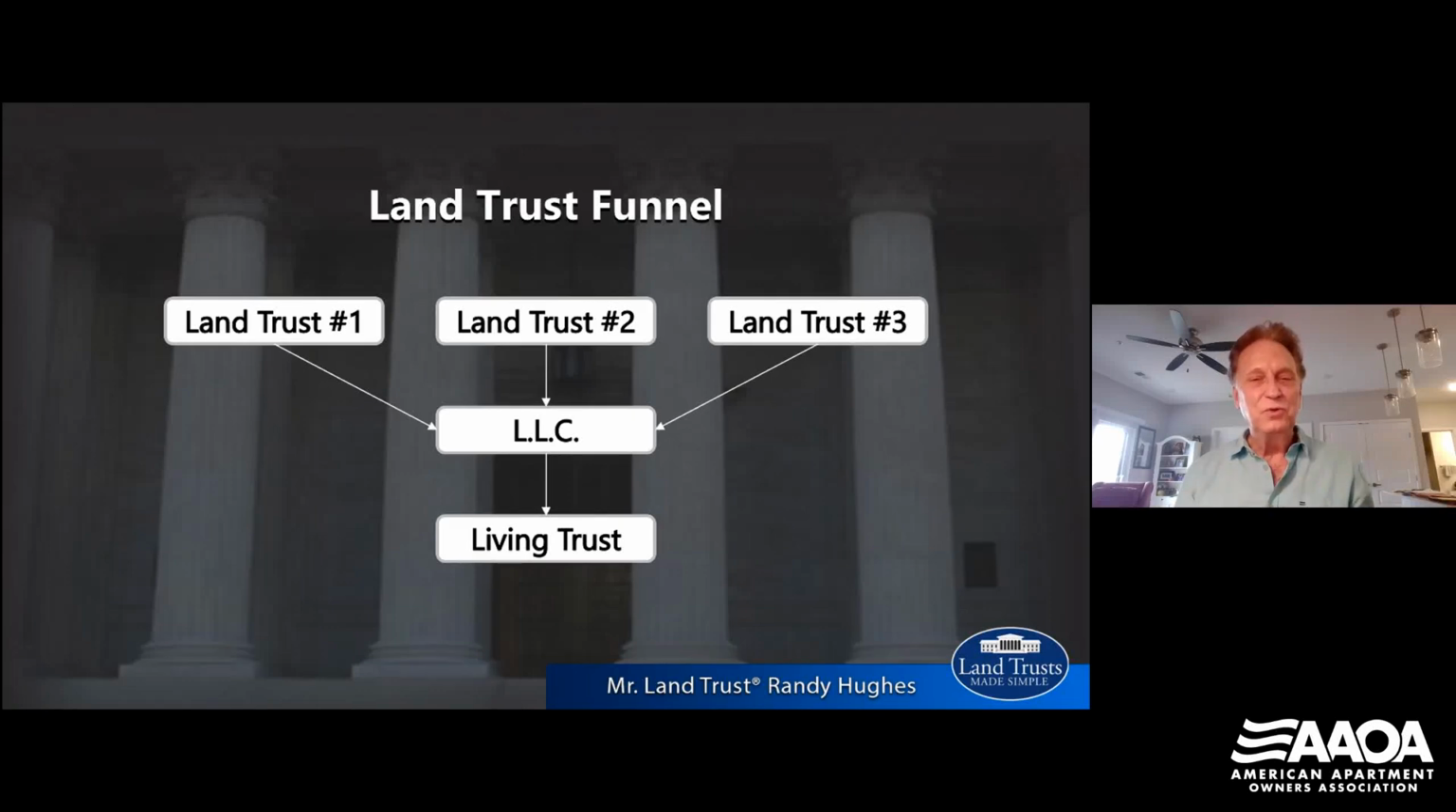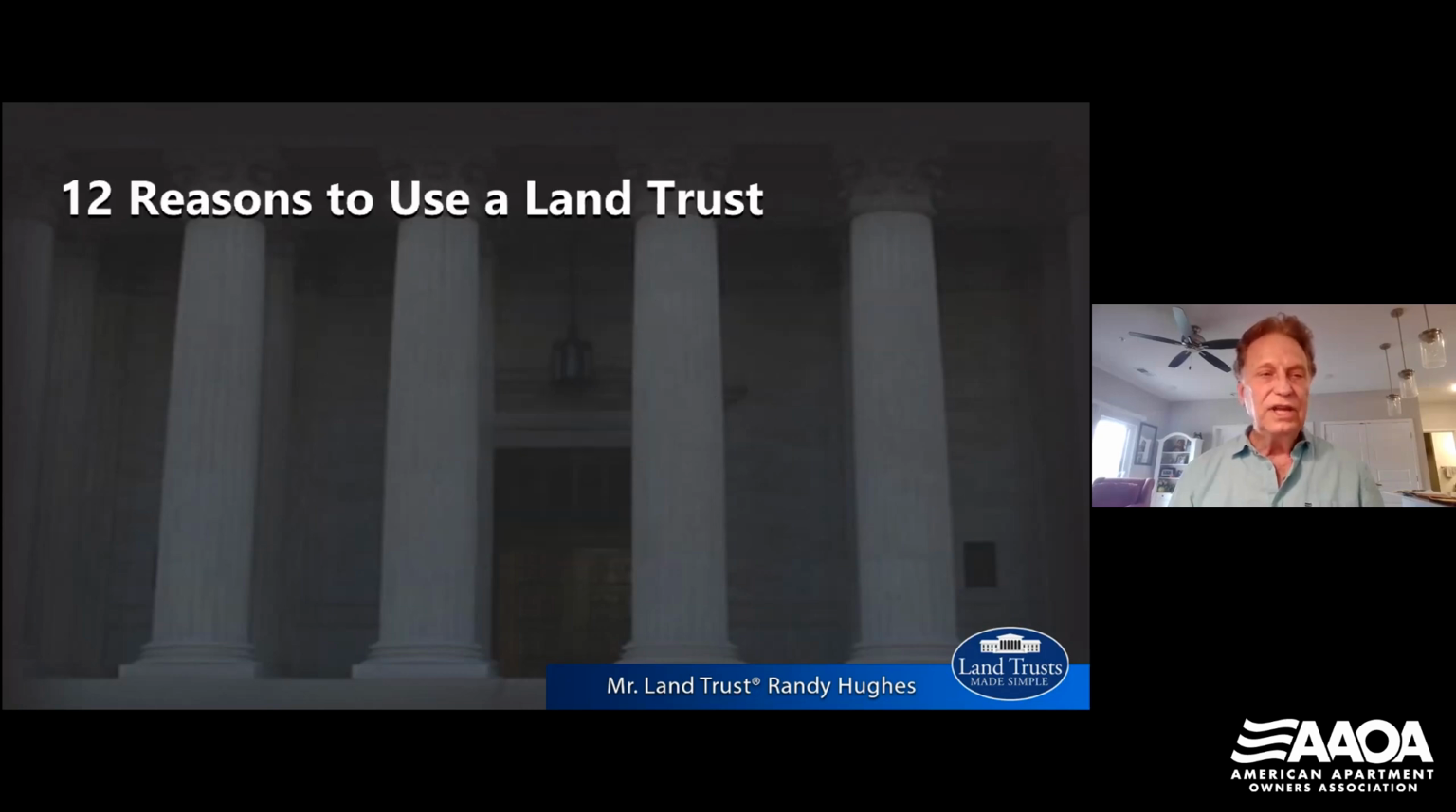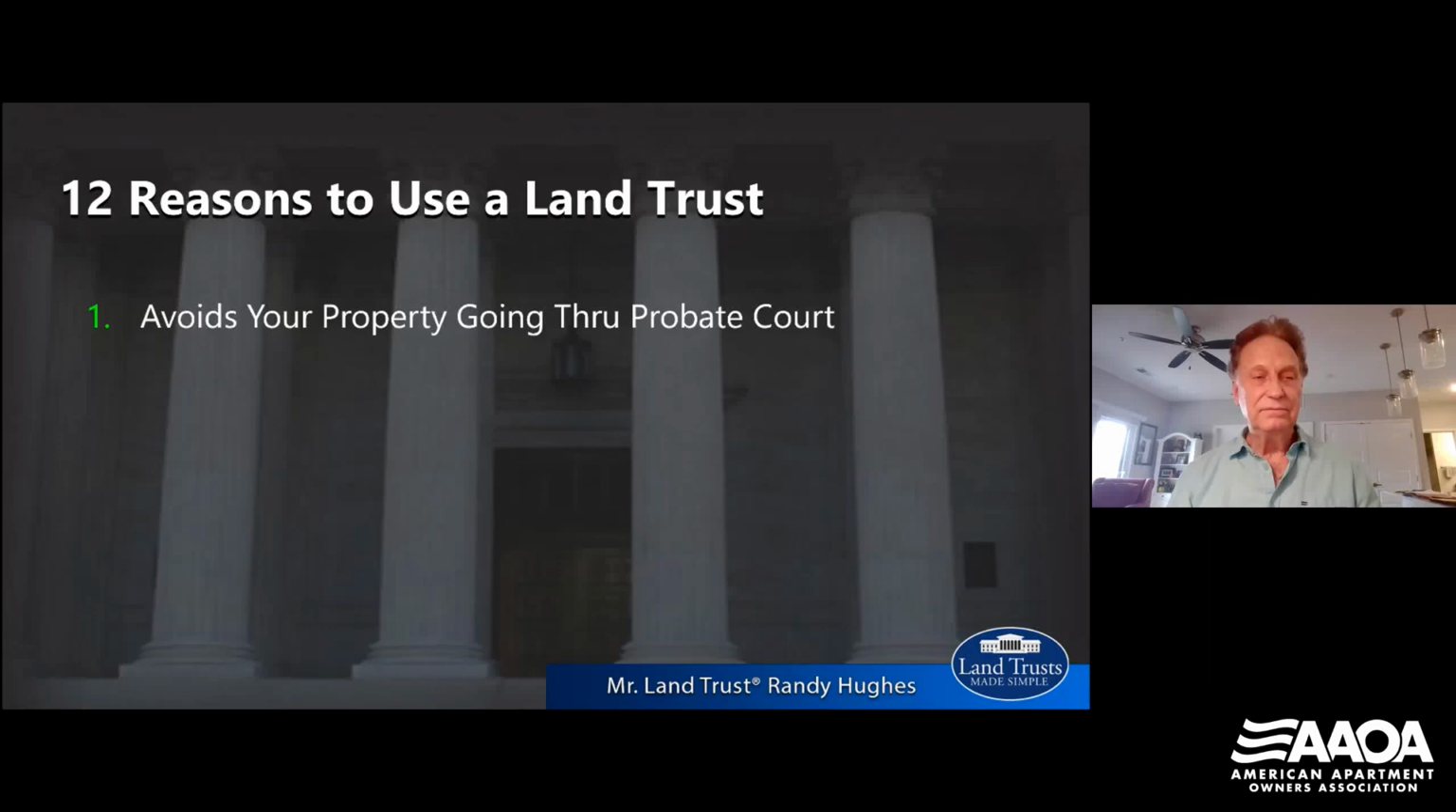Just make it smooth. And when my wife died, nobody saw anything happen. We didn't record anything. I had immediate control of her assets through her living trust because I am and was the trustee of her living trust. She was the trustee of my living trust. So it works really well for a basic estate planning funnel. So let's end up with 12 reasons to use a land trust. First off, it avoids property going through probate. We just talked about that.